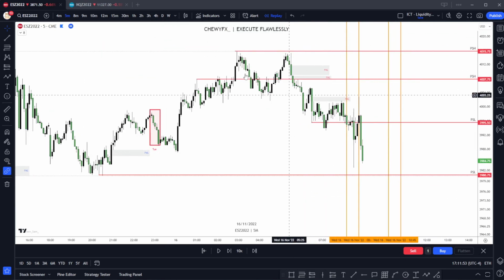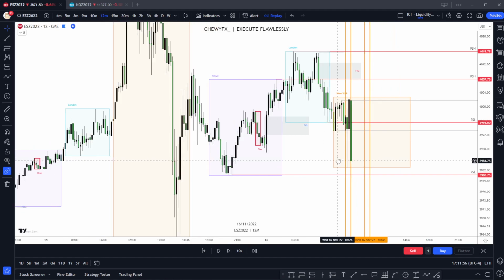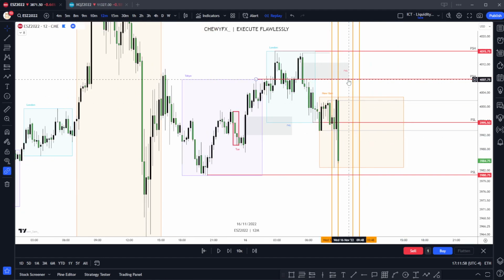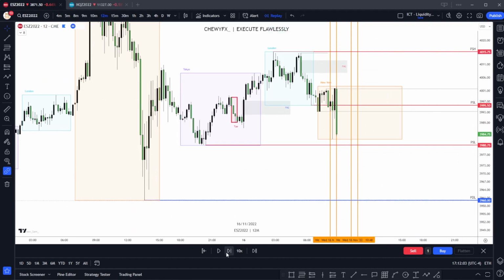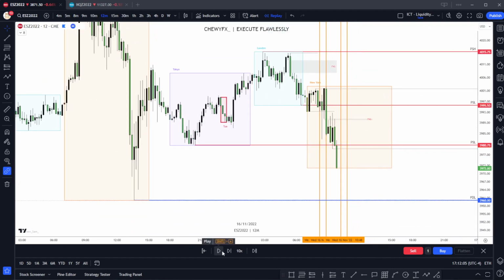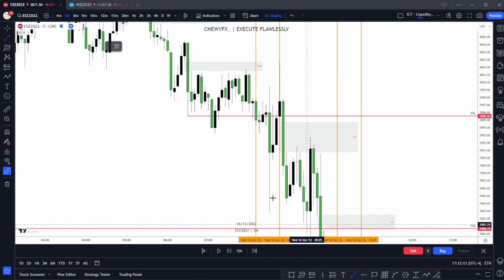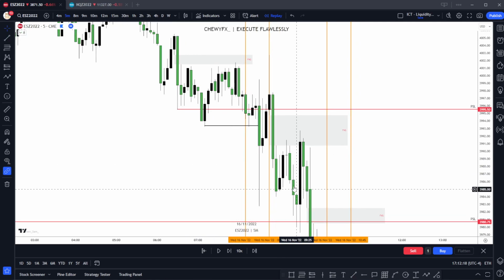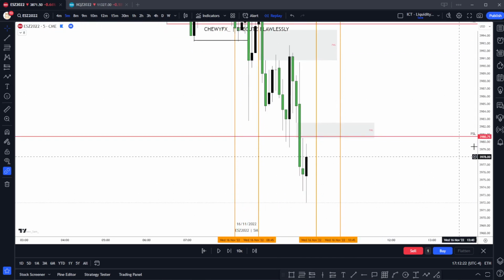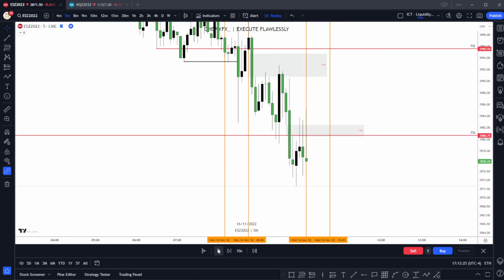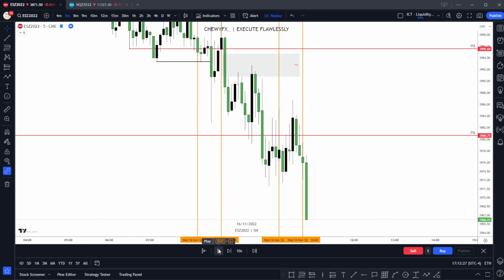So the only way I'd be looking for another entry is if we break a session high, which is all the way up here. But as of now, I'm really not looking for anything. Even though we can see here that if I continued this initial outlook and then waited for the continuations, I could have entered off of this massive order block and it looks like it would have been in profit. It's just not something I'd even be considering.